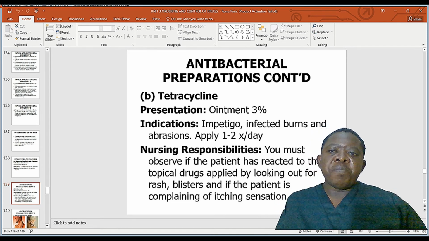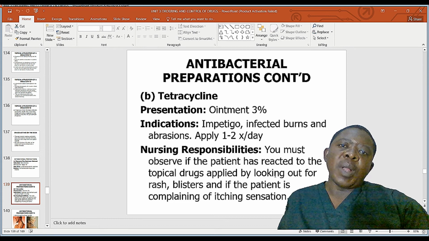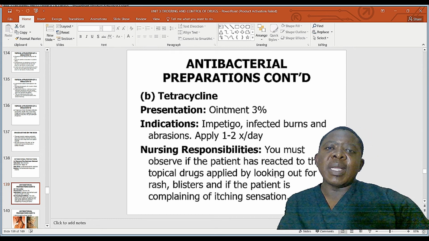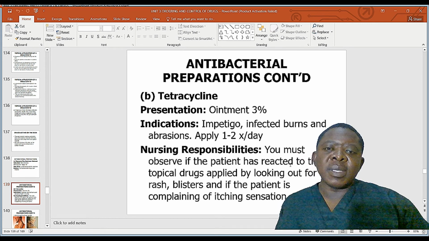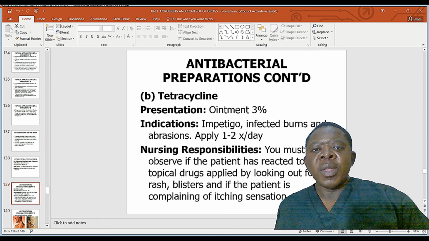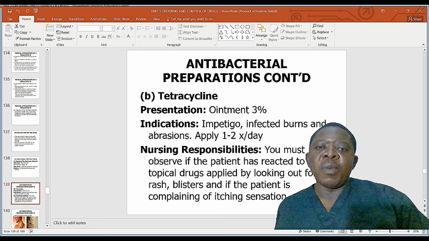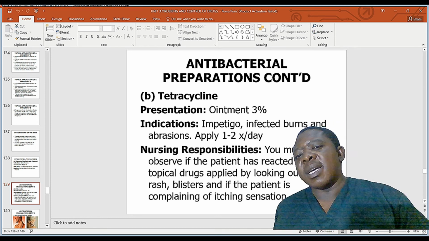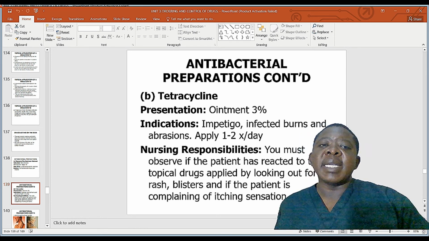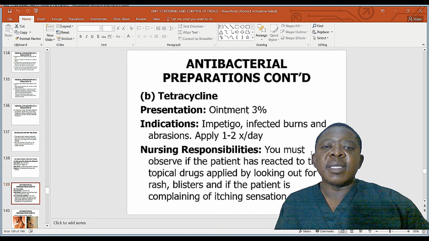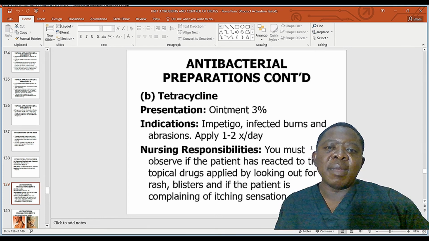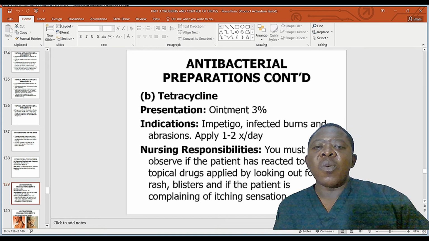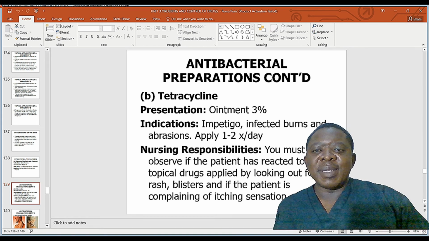Antibacterial preparations, okay, so under antibacterial preparations that can be used topically, and can be used on the eyes, include tetracycline. So presentation, it may come as an ointment with 3% of the drug in the ointment. Indication: impetigo, infected burns, and abrasions. You can apply 1 to 2 times daily.